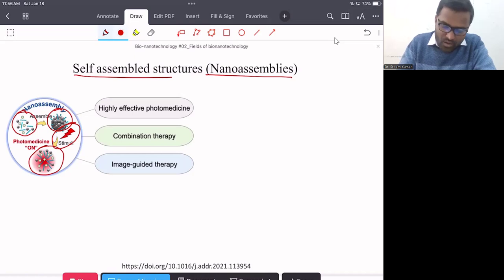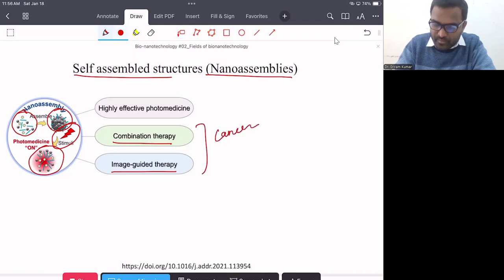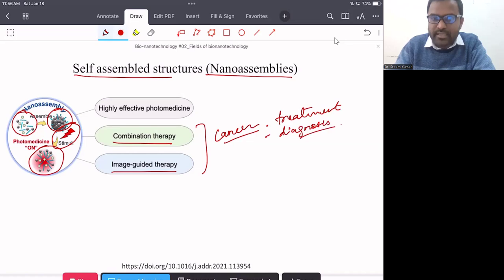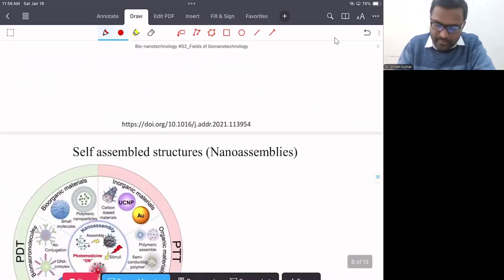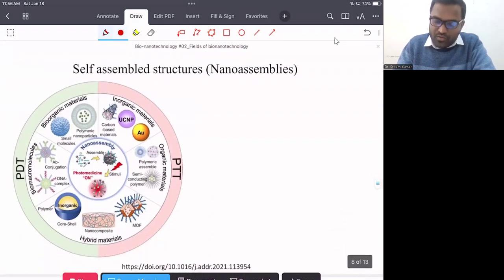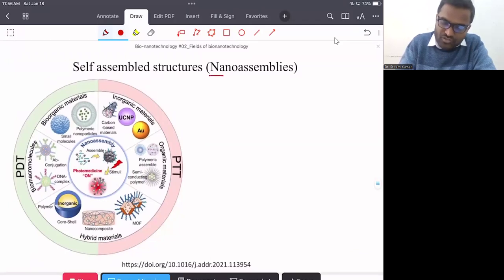So let's understand how these kinds of materials are used in image-guided therapy and combination therapy. This has a huge application in cancer treatment and cancer diagnosis. These are the huge applications in these two areas. Now let's understand how you can use nano assemblies or self-assembled structures in cancer treatment or diagnosis applications.